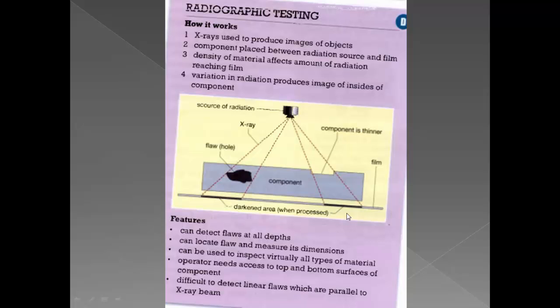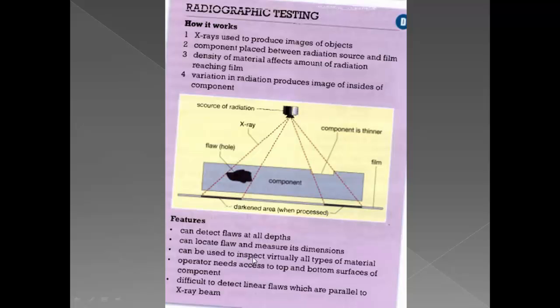So they send X-rays and try to find the defects of this component. These dark areas mean there is something wrong, and they are analyzing. If the rays get through without any obstruction, it is normal, like X-ray, röntgen. Features: it can detect flaws at all depths, so there is no limitation with surface or deep side; it can analyze from any side. It can locate a flaw and measure its dimension, whether small or big, it doesn't matter. They can analyze any size.